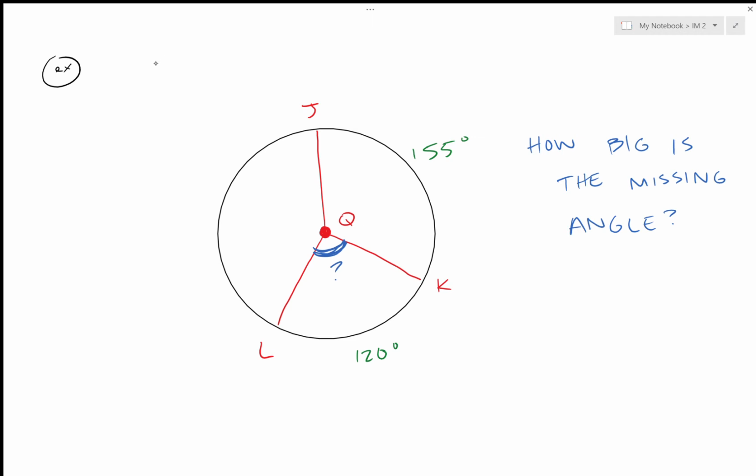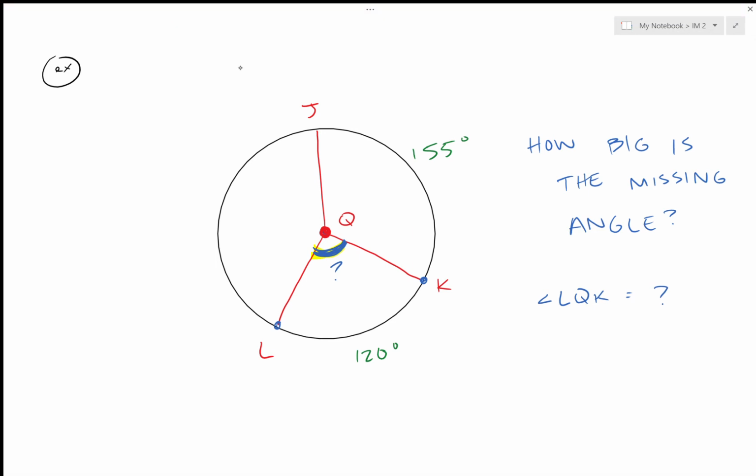Alright, so let's see if we can figure this out. I'm trying to find this piece right here, so I'm going to go ahead and highlight that. I need to find this. That is an angle. And that angle, if we gave it a name, would be from L to Q to K. Or we could start with K, but either way, we're trying to find angle LQK. We don't know that one yet.